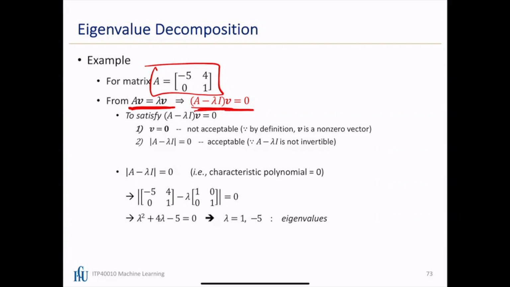So we can consider two different cases. One is b is 0. The other is A - lambda I is 0. But the first case does not work because by definition, an eigenvector is not 0. So only the second condition is acceptable. So we want to find lambda that satisfies condition number 2.